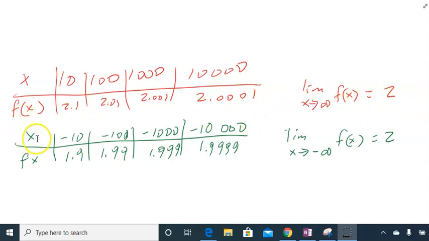Now, on the other side, we have x at negative 10, f of x is 1.9, x at negative 100, f of x is 1.99, x is negative 1000, f of x would be 1.999, when x is negative 10,000, f of x is 1.9999. So there, our observation is that the limit as x approaches negative infinity of f of x is also equal to 2.